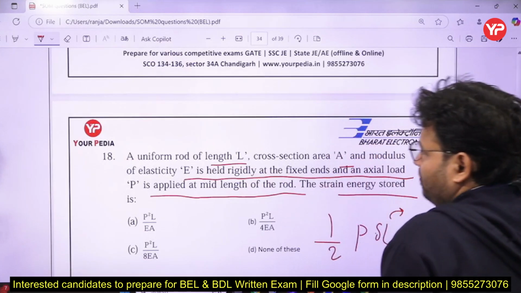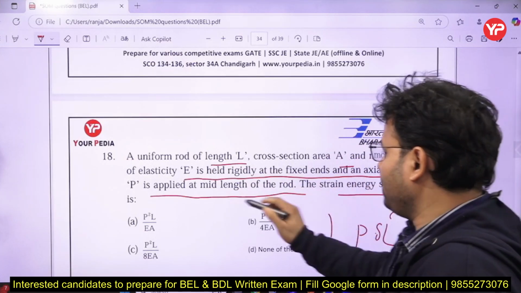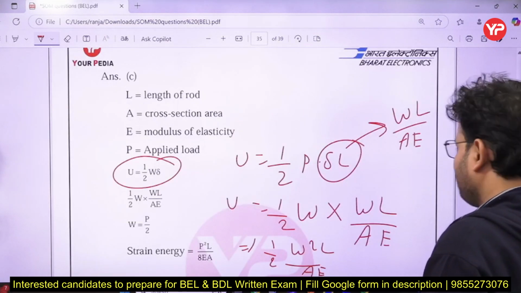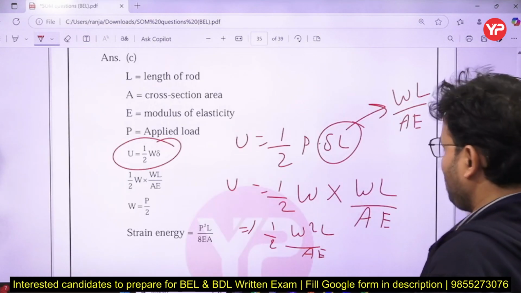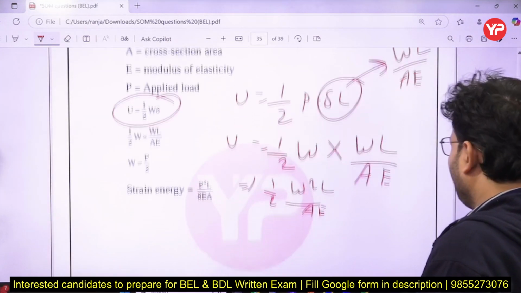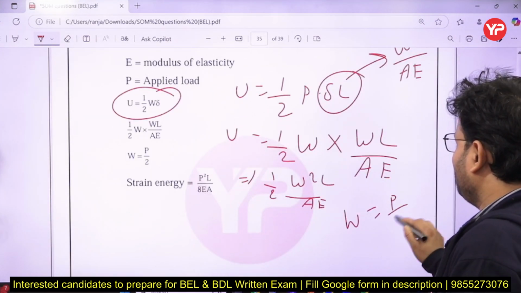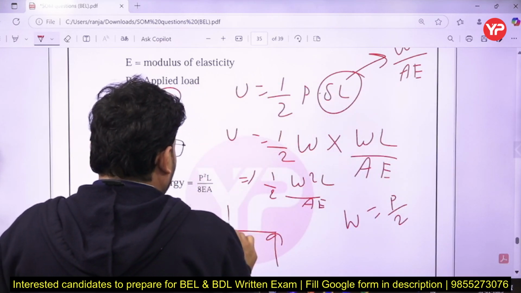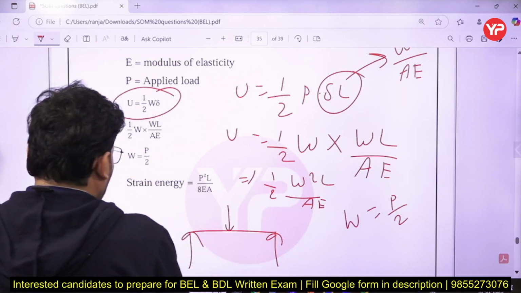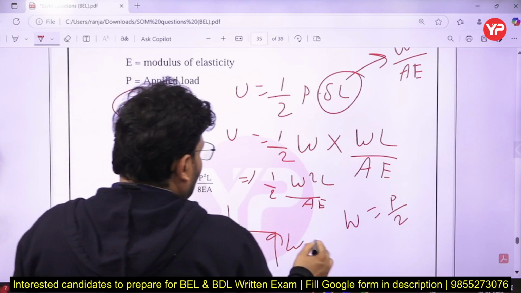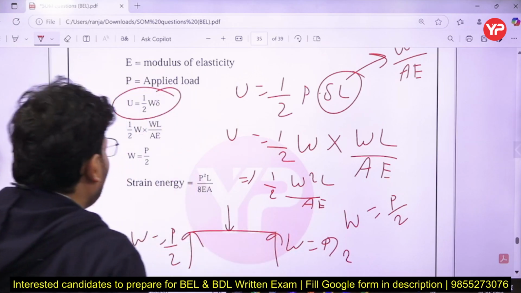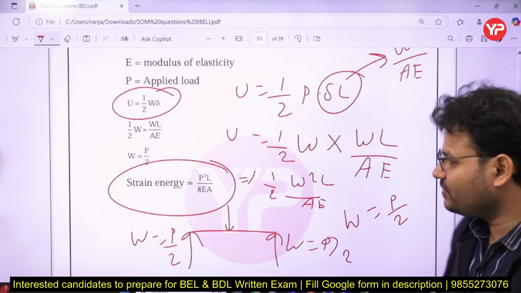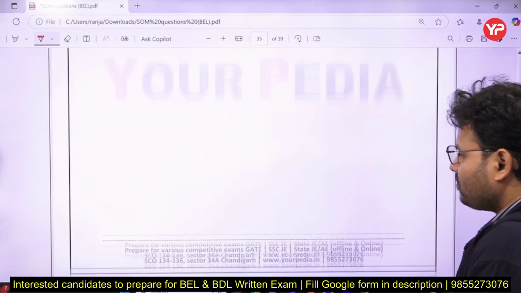Here one more thing, my dear friends: in the question, P is the applied load at the mid length. So we can say W equals P upon 2. That is the reaction, P upon 2. Just put that value and you will get P square L upon 8 AE. That is the strain energy method, P square L upon 8 AE.